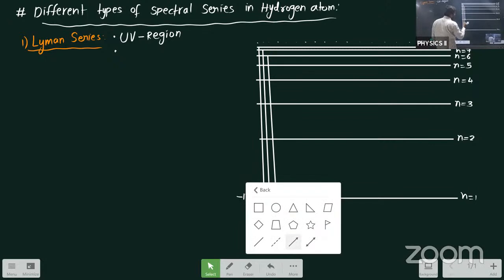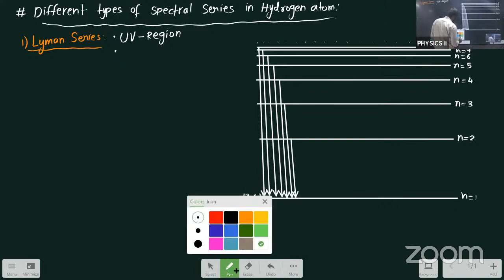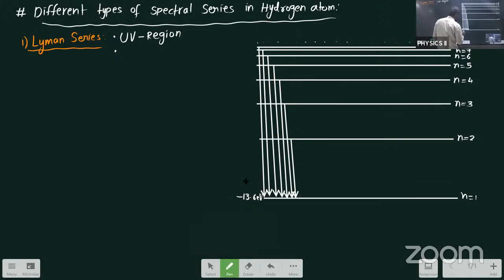So you are supposed to draw this diagram also. For drawing the diagram, you will get marks. Don't leave out the diagram. Marks are there for the diagram also. So this is the energy level diagram for which series? Lyman series. So I will write here, this is the Lyman series.